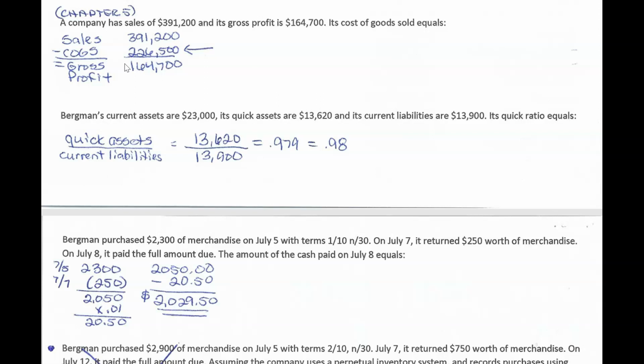Okay, and then you're given your current liabilities. Quick assets was $13,620 divided by your current liabilities of $13,900, and once you round to 2 decimal places, you get 0.98. And what the quick ratio tells us with this answer of 0.98, that means for every dollar that you owe, you have 98 cents to pay.